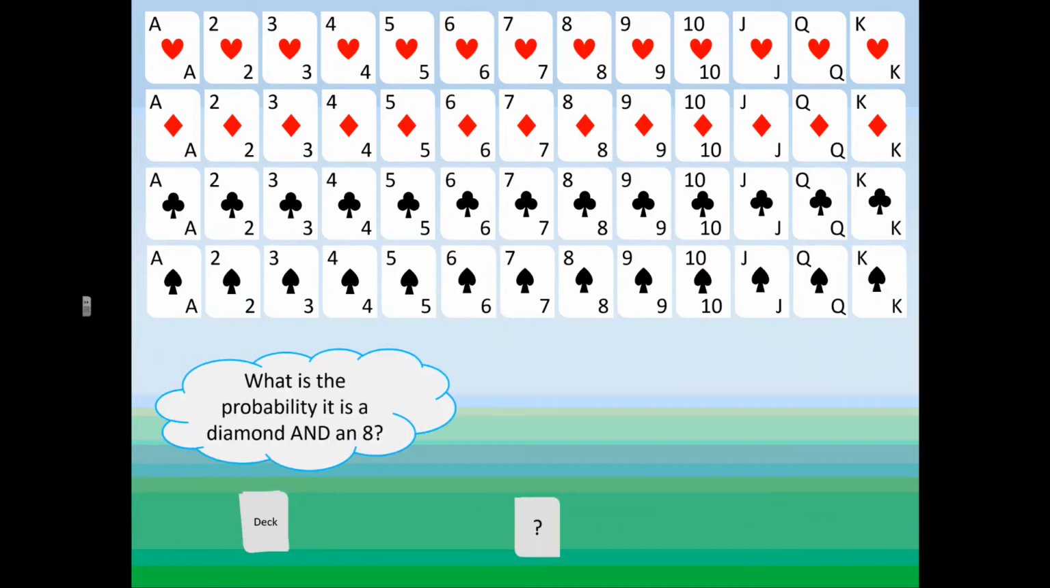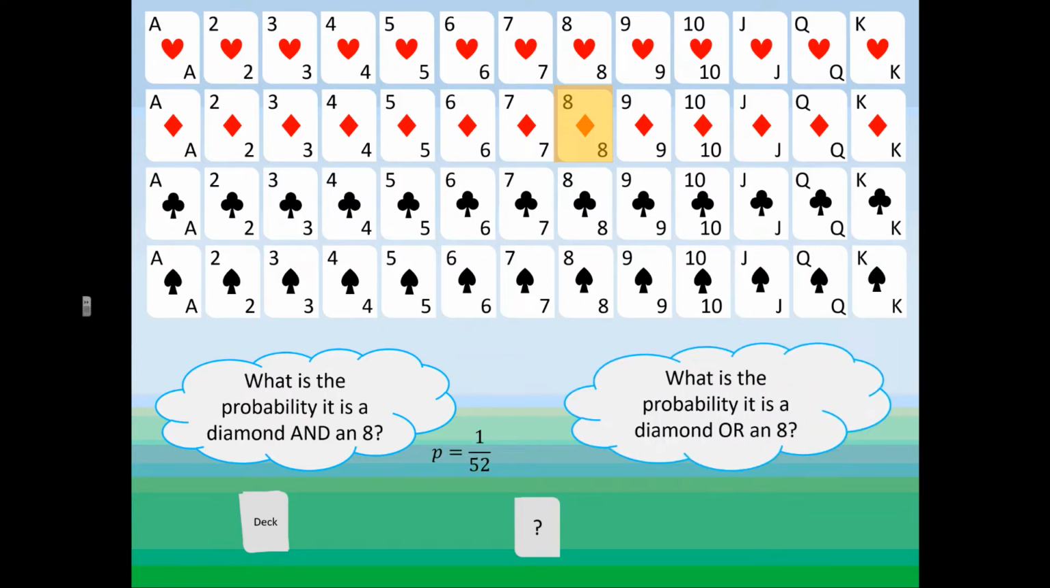Now, say I draw a card and I want to know what is the probability it is a diamond and an 8. A diamond and an 8 means only one card, so 1 out of 52. What is the probability it is a diamond or an 8? A diamond or an 8 means 16 out of 52. So we've noticed how radically different and or can be in probability.